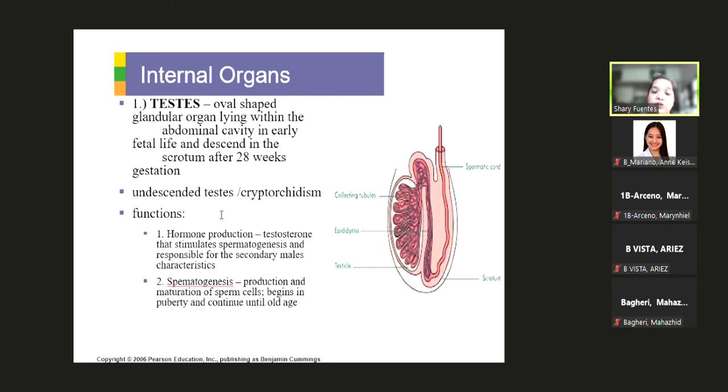Okay? So, what is the function? We all know that's for hormone production and for spermatogenesis. Okay? This begins during puberty and continues until old age. In fact, that's why you would hear people who are still marrying and still bearing children even at the age of 70s and 80s, because they are still able. It's just that, siguro in terms of erection, less ang erection, but the thing is, they're still able to produce.